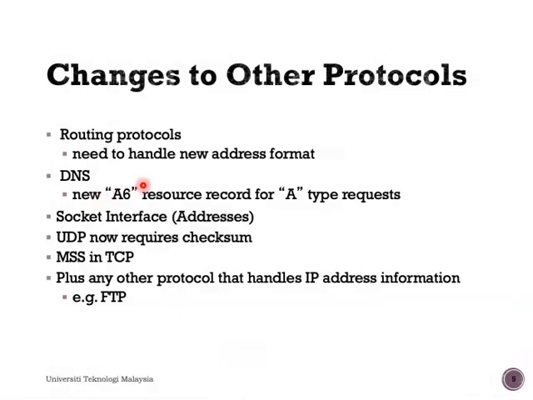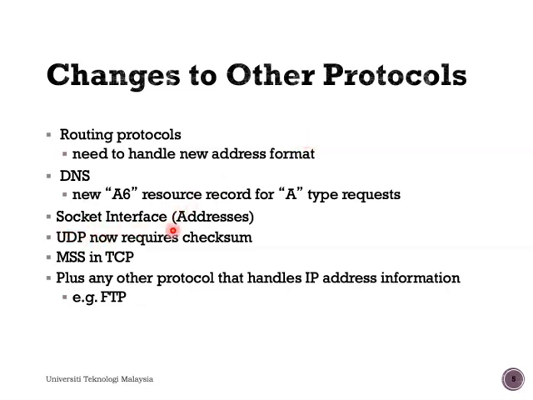In terms of changes to other protocols, when using IPv6, routing protocols also have to change because they need to handle the new address format. Previously they handled the 32 bits of IPv4, but for IPv6 they need to handle 128 bits, which is much longer. Also for DNS in IPv6, they have added a new AAAA resource record for A-type requests. Basically these are some of the changes. There are many changes, but I just highlighted some.